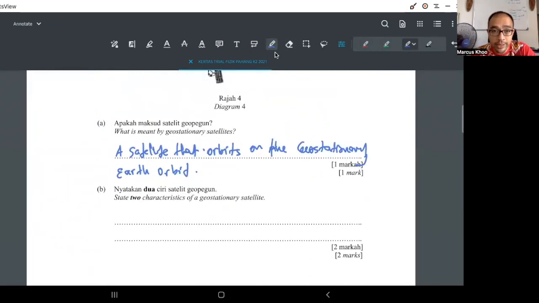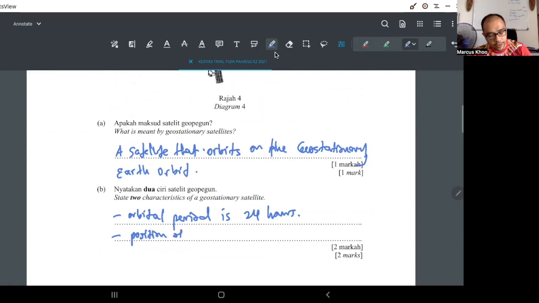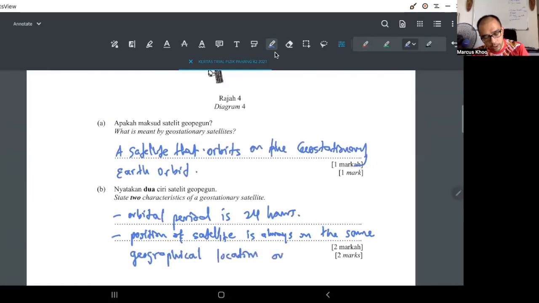So state 2 characteristics of a geostationary satellite. A geostationary satellite must follow the Earth's rotation. So the orbital period, the time for it to orbit once, is 24 hours. That's one very important one. Then the second one is the position of the satellite. The position of the satellite is always on the same geographical location on Earth. That means it is always in the same place relative to the Earth. That means if you look up, you're always going to see the satellite there.